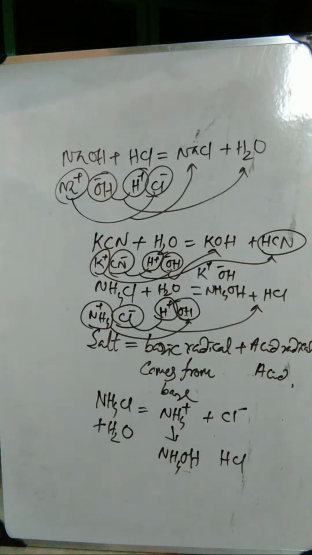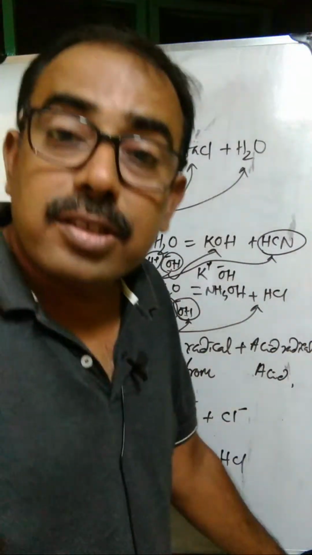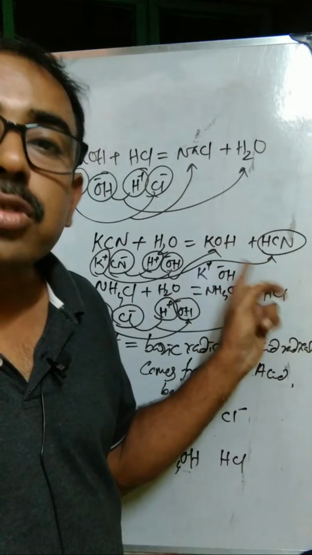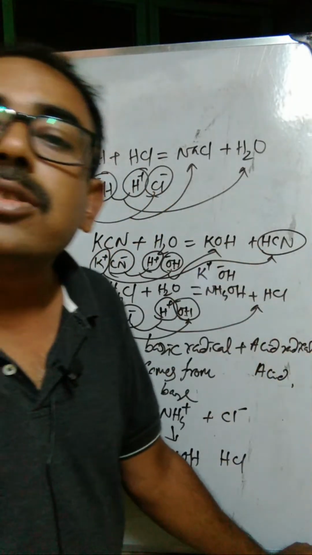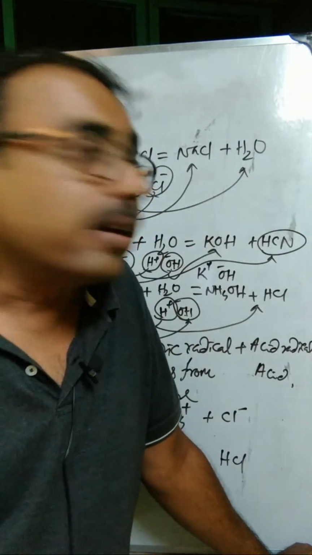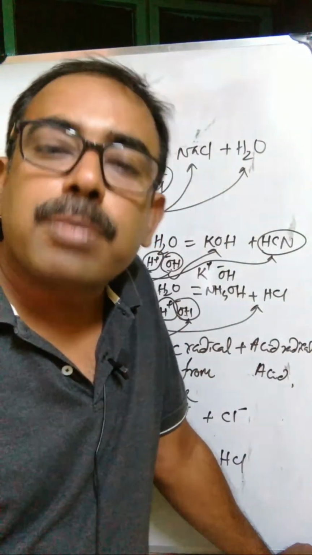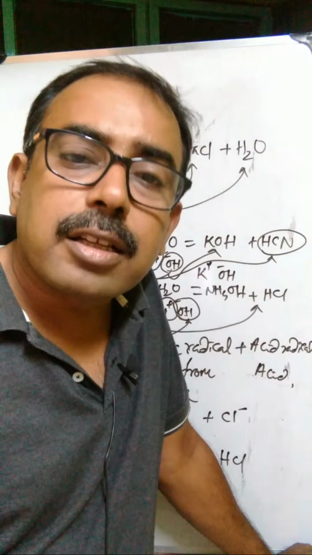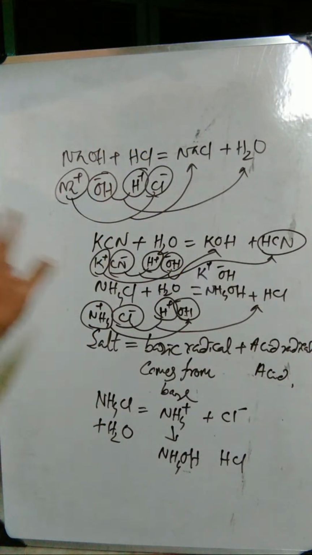Then you have to know which one is strong and which one is weak. Of course KOH is a strong base, so it will dissociate more to form a greater number of OH- ions, and HCN, being a weak acid, will dissociate less to form a lesser number of H+ ions. That's why we will have more OH- ions in the aqueous solution of KCN than H+ ions. That is, the solution will be basic in nature. So these are examples of hydrolysis of salt.